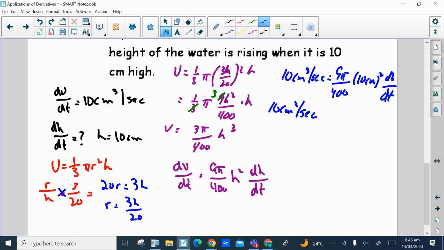So on the right side, 10 squared is 100, and that 100 on top will cancel with the 400 in the bottom, which will just leave us with 9 pi over 4 centimeters squared dh by dt. And now we will divide both sides by the 9 pi over 4 centimeters squared.